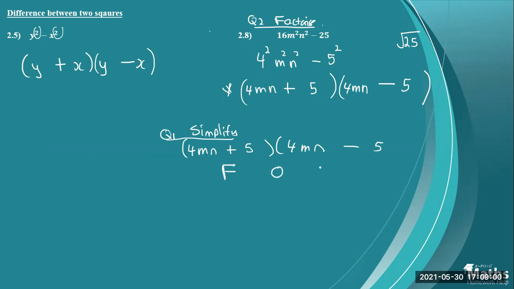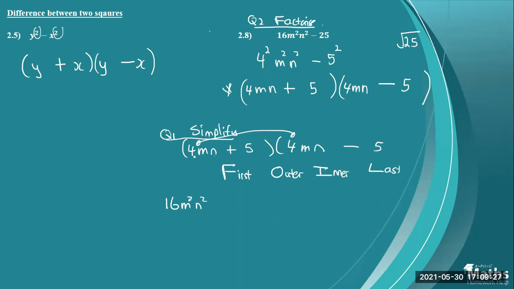I'm going to do this one in detail just to revise foiling. You multiply the first one, then the outer, then the inner, and then the last. So the first one means it's 4 times 4. So it's the first in both brackets, which is 16. M times m, which is m squared, and n times n, which is n squared.